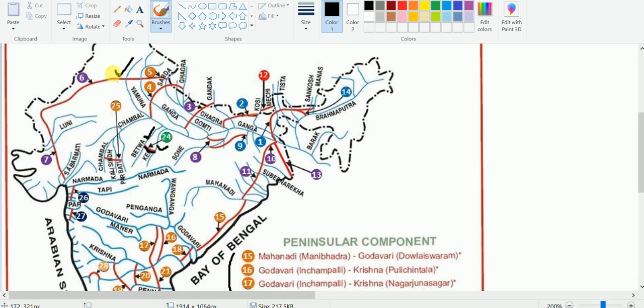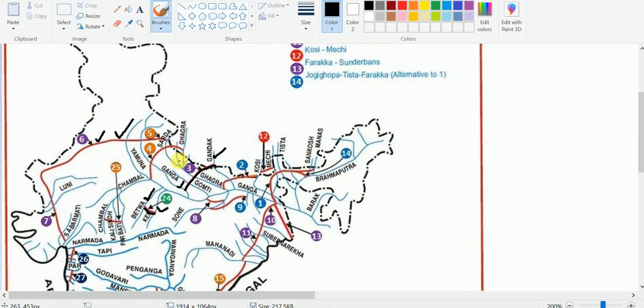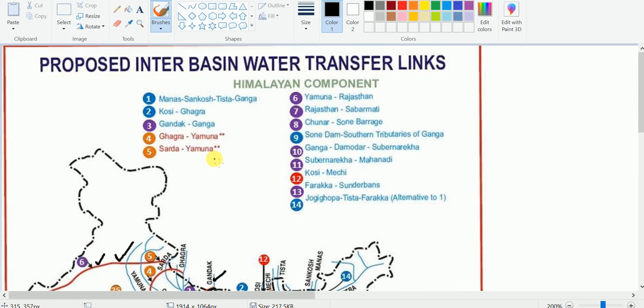For example, these lines indicate the linkages. For example, this is the Gandhak river, and this is the Ganga river, and it can be linked. It is feasible, and so many are feasible here. For example, Mahanadi-Godavari, then Godavari-Krishna. So this is the feasibility map or the proposed intervention water transfer link.